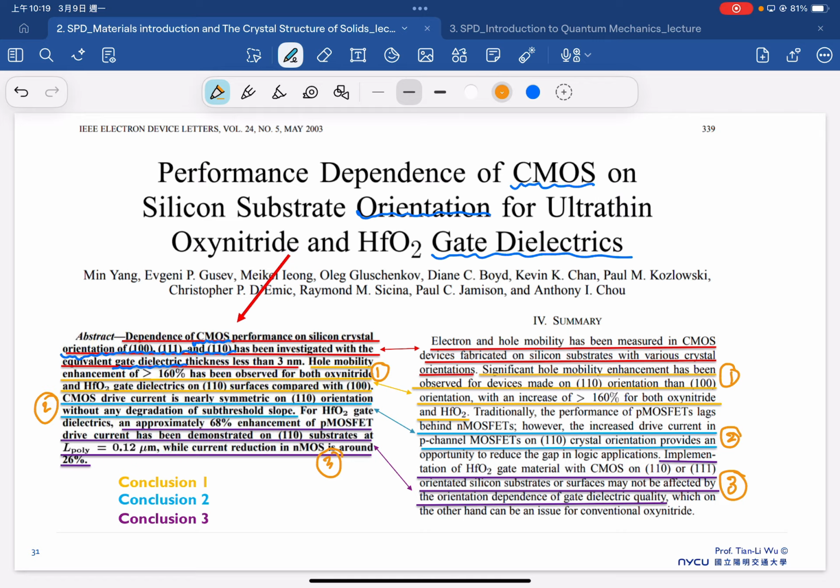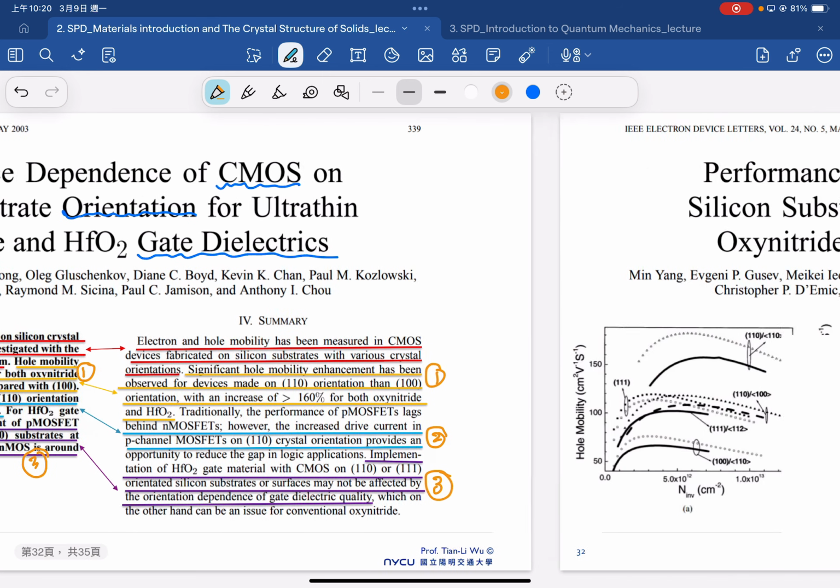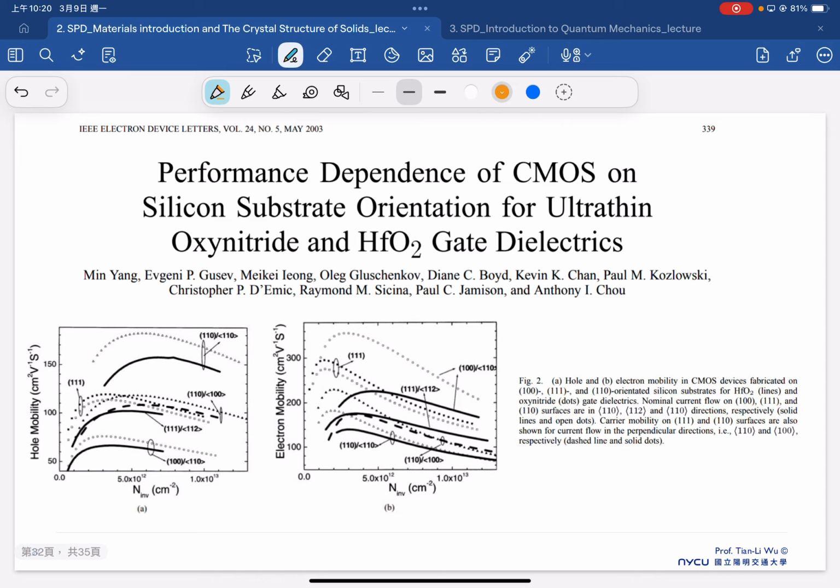So if you follow this academic writing style, at least you start, finish, and complete the abstract, you complete the summary, and then between the abstract and summary, there is lots of result discussion to support your findings and support your conclusion. So if you look at this paper in detail, for sure there are many figures, but I only list this one.